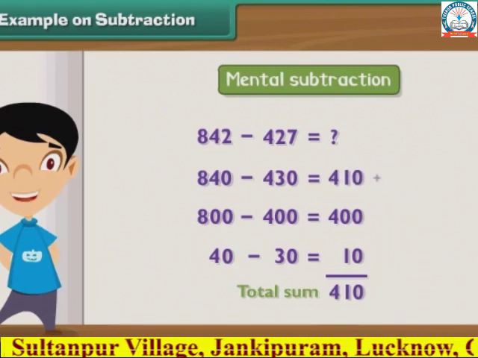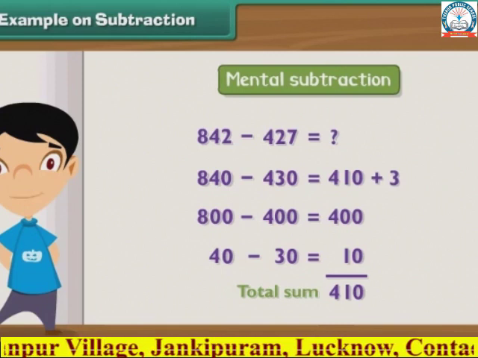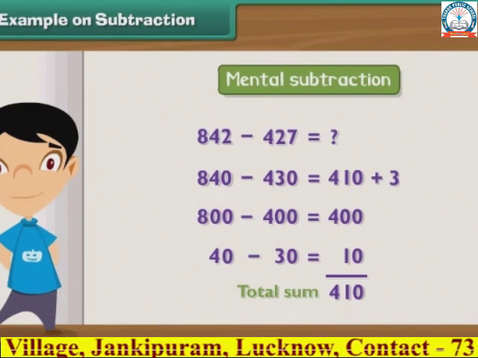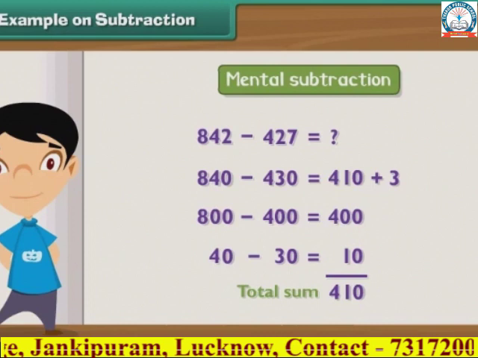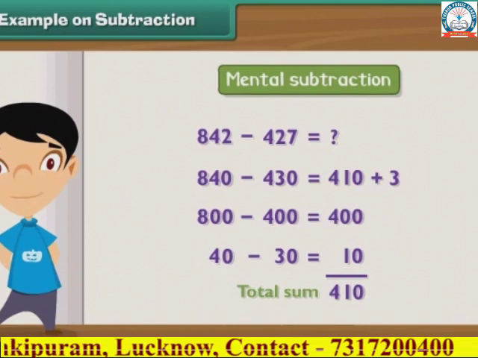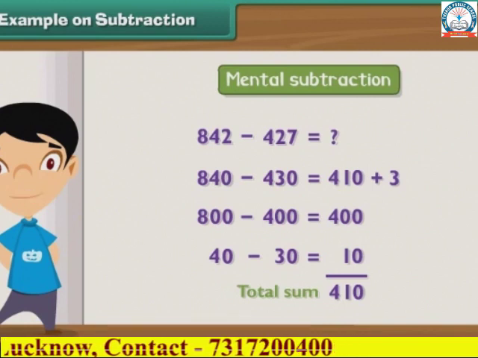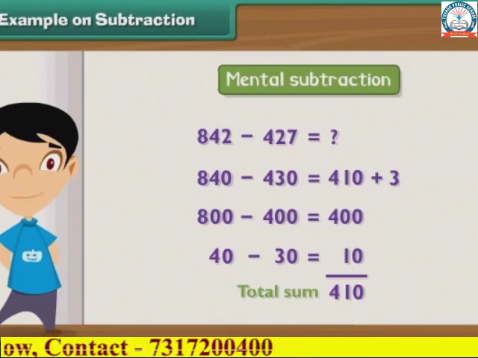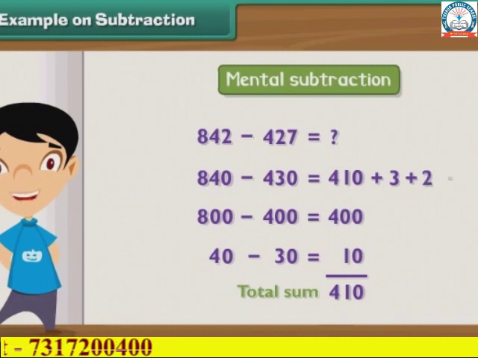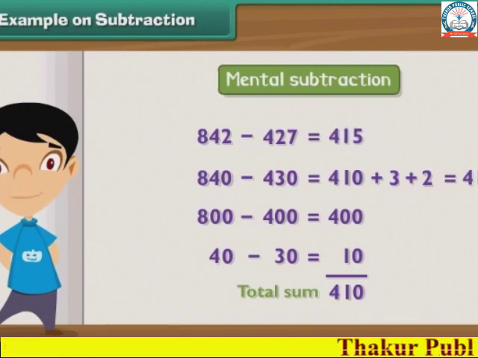But we subtracted an additional 3 when we subtracted 430 instead of 427. So we add 3 to the difference. We left out 2 when we subtracted 430 from 840 and not 842. So we add 2 more to the difference. Thus, the result of subtracting 427 from 842 is 415.